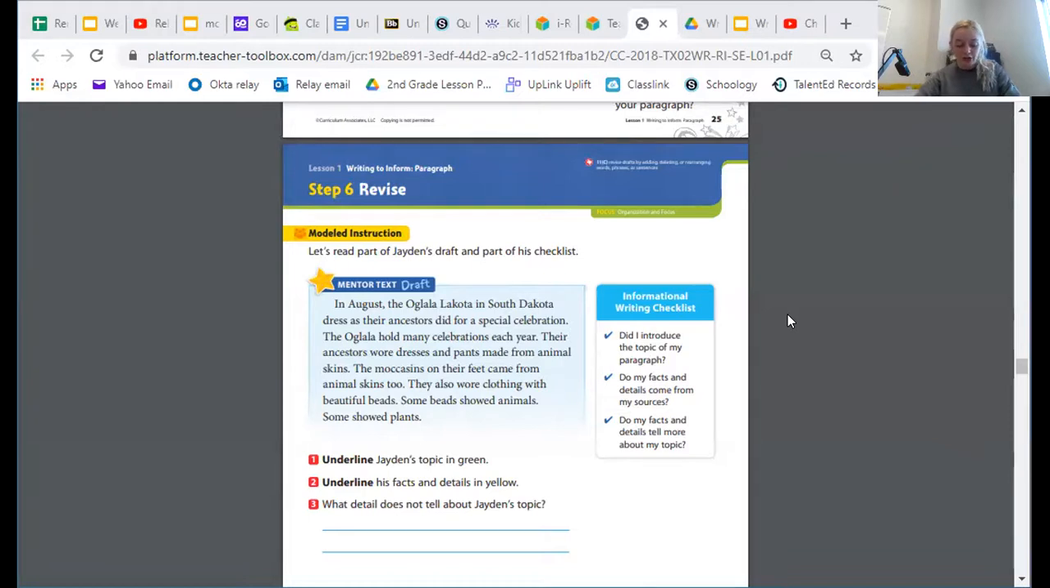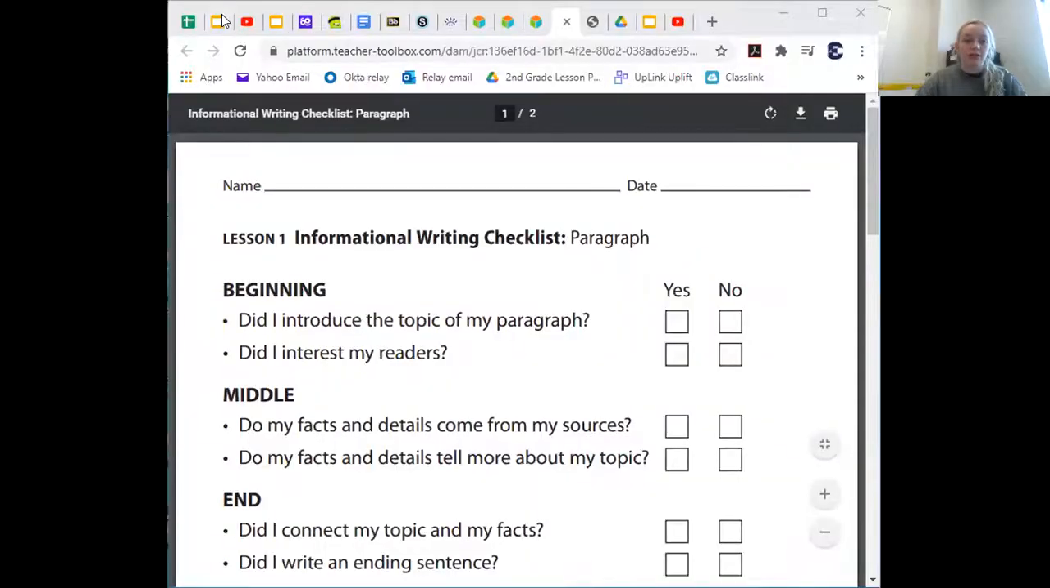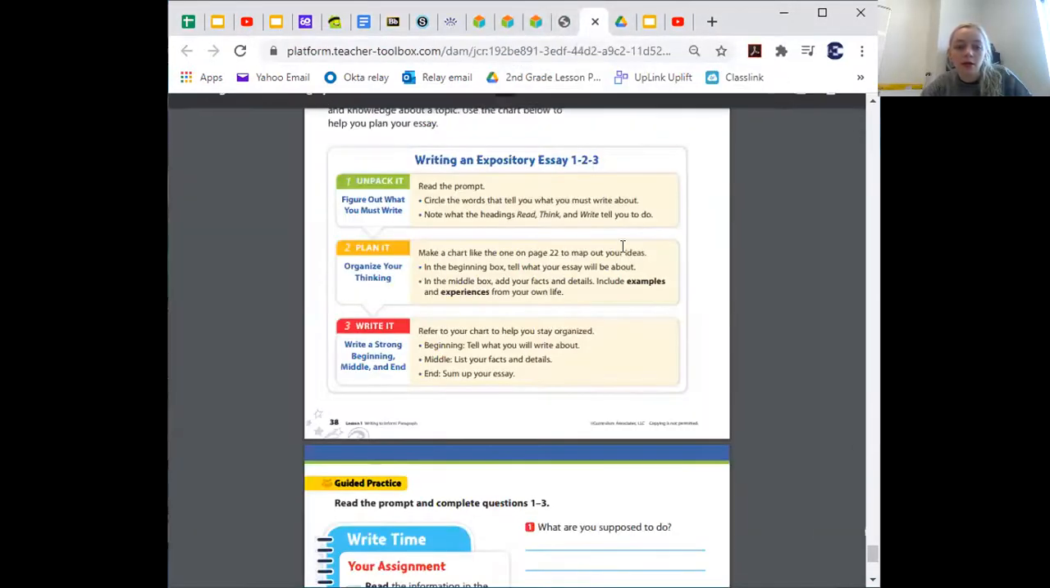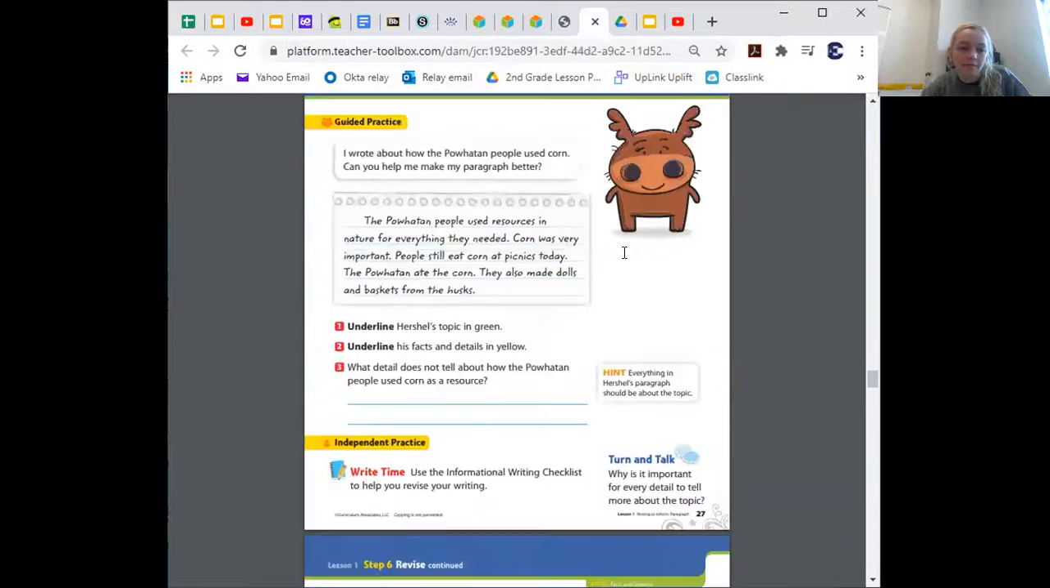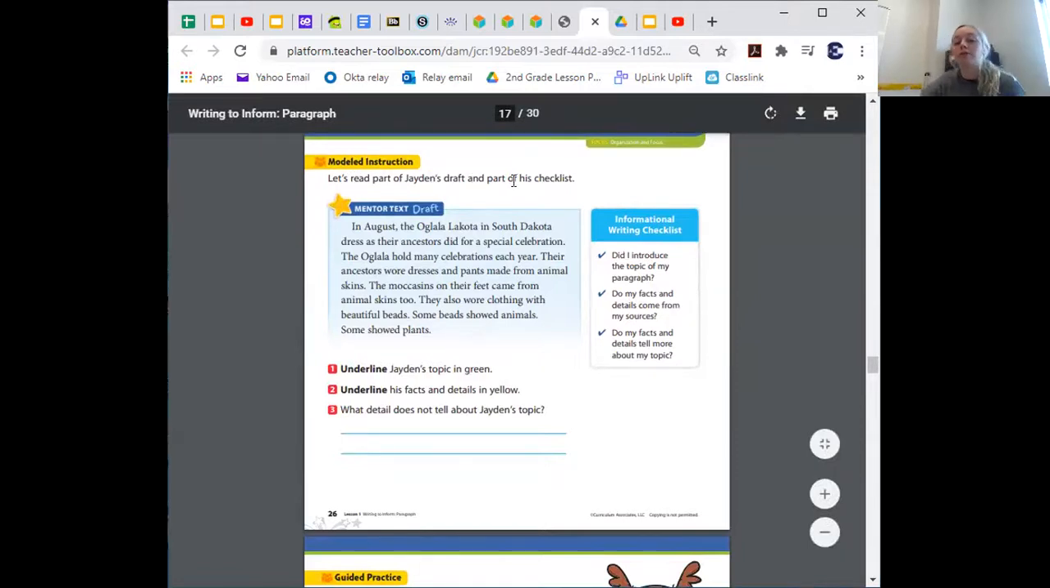Okay, and you guys should have an informational writing checklist in your books. Actually, guys, I don't think you do have this in your book, so I'm going to share my screen so you'll be able to see it on here instead. So this is called our informational writing checklist, and we are going to use it to help us revise our paragraphs. So let's go look at page 26 again, right here. And let's read part of Jayden's draft and part of his checklist.